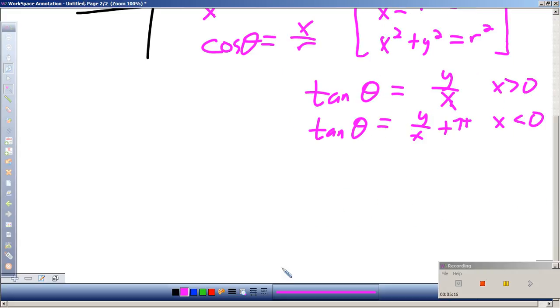Alright, good. Let's start with a couple of problems of this type. Convert, say, 4 comma pi/6. Change this to rectangular.